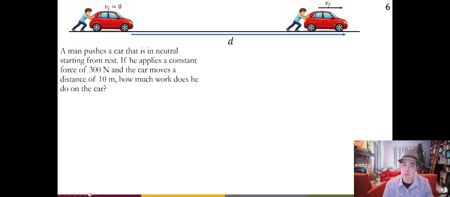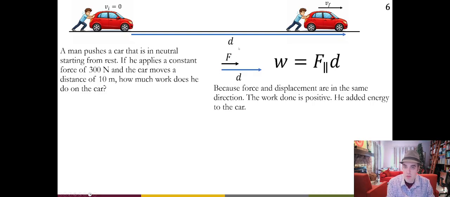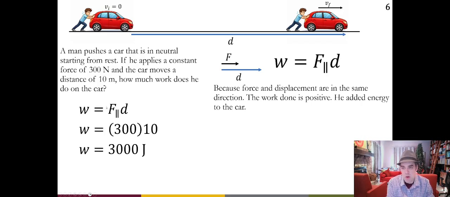So he's adding energy to the car, right? The car's gaining kinetic energy. The displacement's to the right and the force is to the right. That means that this is going to be a positive amount of work. So when we plug this in, we don't have to worry about that negative sign because the work is positive. The force is 300, the distance is 10 meters. Multiply those together, we get 3,000 joules of energy. So he's added 3,000 joules of kinetic energy to the car.